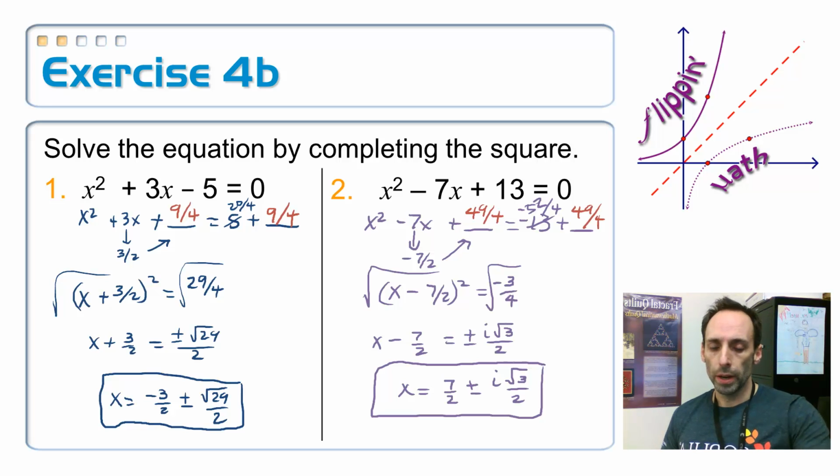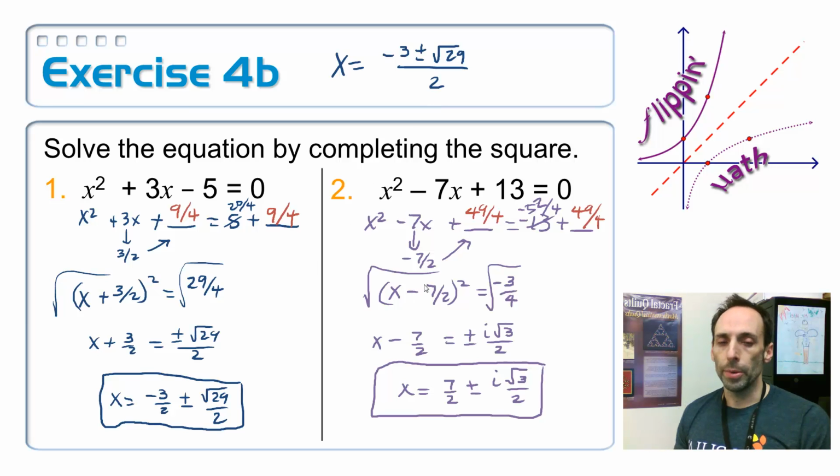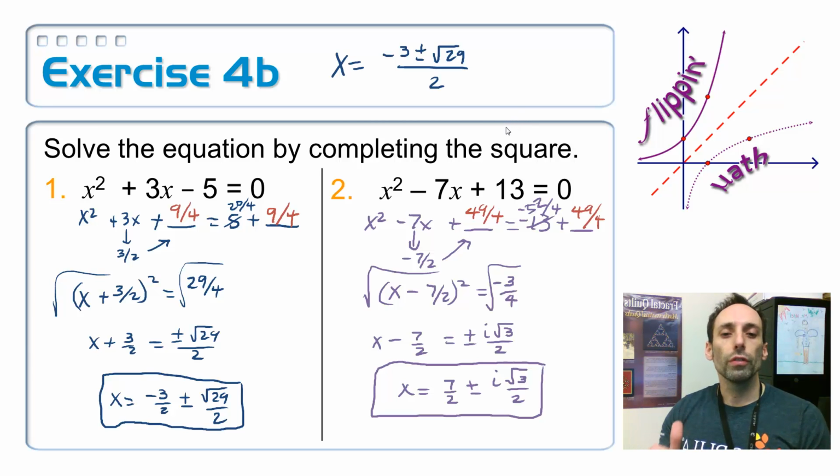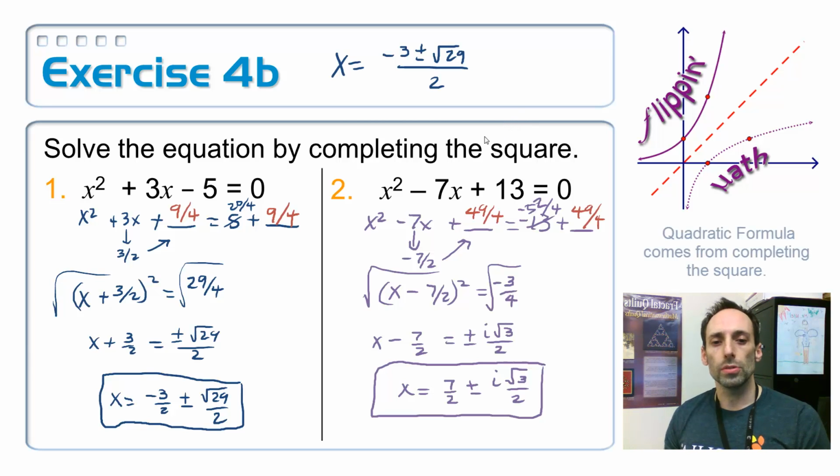Notice you could combine it like this. Take a look. You could write this as x is equal to negative 3 plus or minus the square root of 29, all of this over 2, because they have a common denominator of 2. And if you ever worked with the quadratic formula, you may recognize that format. The quadratic formula will give us answers like that, and the reason why is because the quadratic formula is made from completing the square.